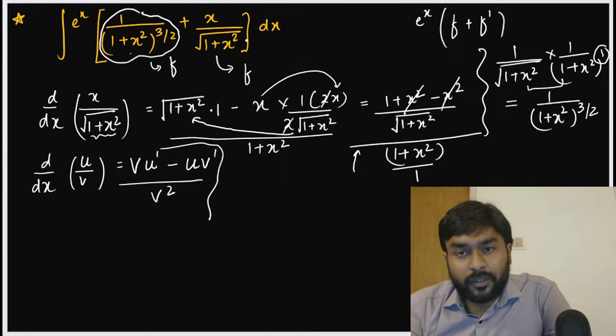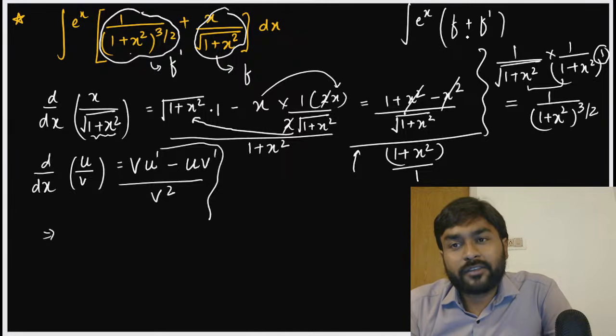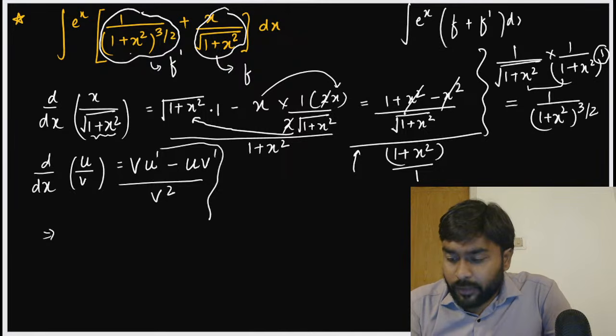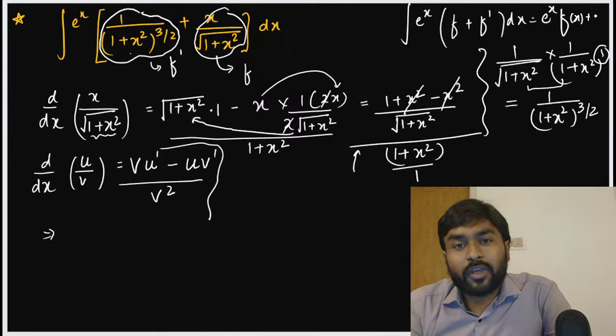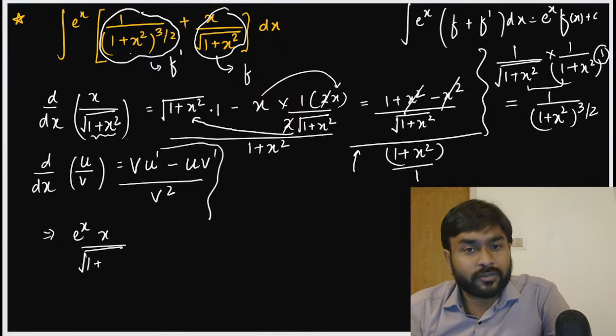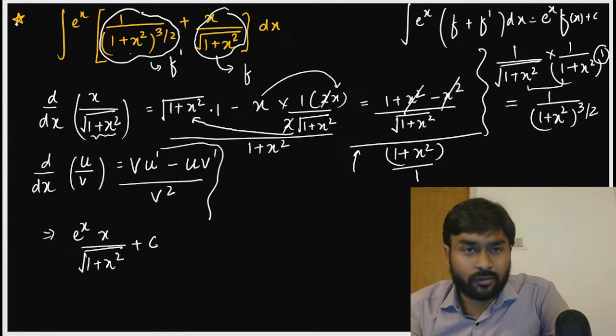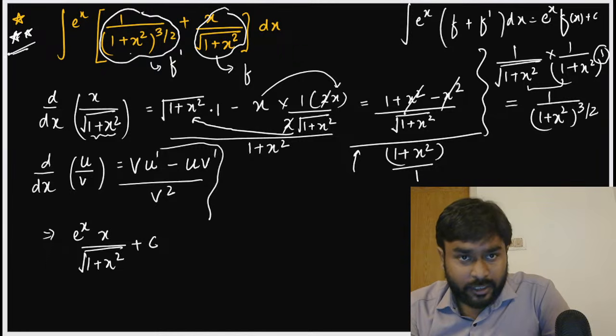So if I say this function is f, then this function will be f dash x. So what is the final answer? If you are integrating e to the power x (f x plus f dash x), the final answer will be e power x f of x plus c. F of x means x by under root of 1 plus x square, plus c. So this will be our answer. This question is also interesting. Correct? You can try this once again.